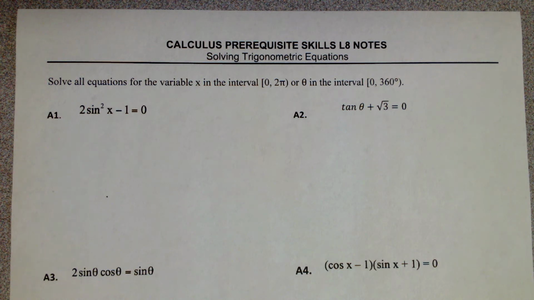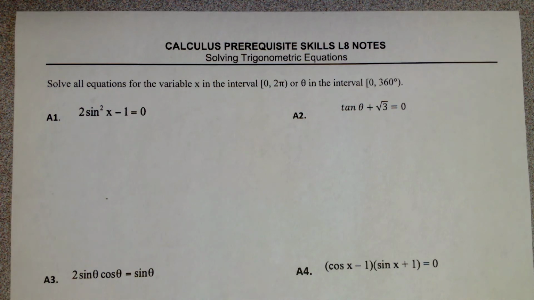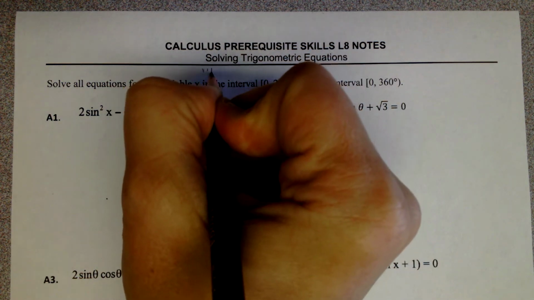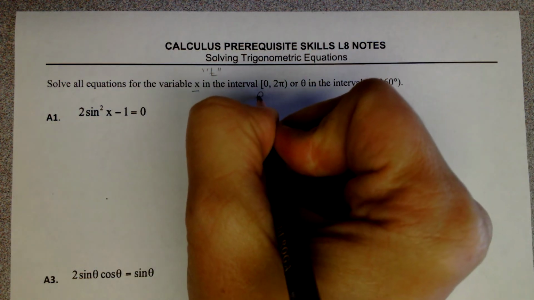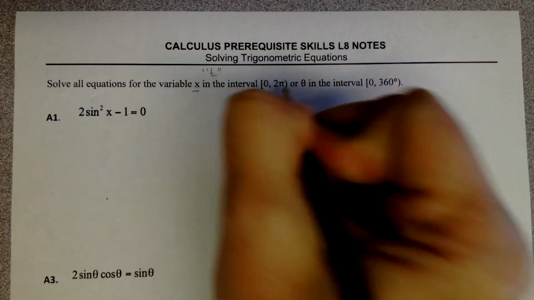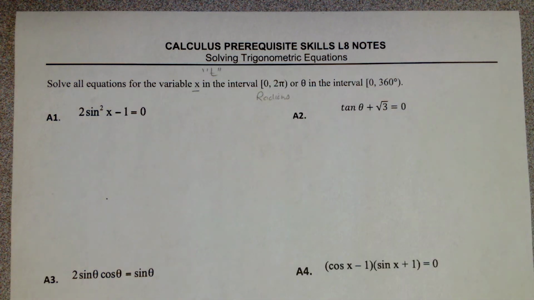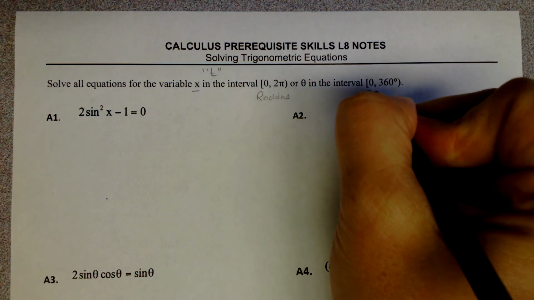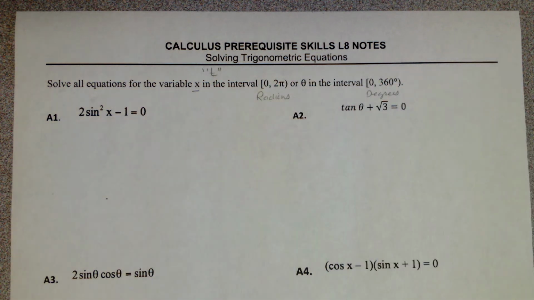in their answers. Solve all of the equations for the variable x in the interval 0 to 2 pi. X in this case also could be t in some textbooks, and this tells me that I want my answer in radians. Or theta on the interval from 0 to 360. In this case, theta is going to be answers in degrees. What this means is that we want one revolution of the unit circle when we give our answers.